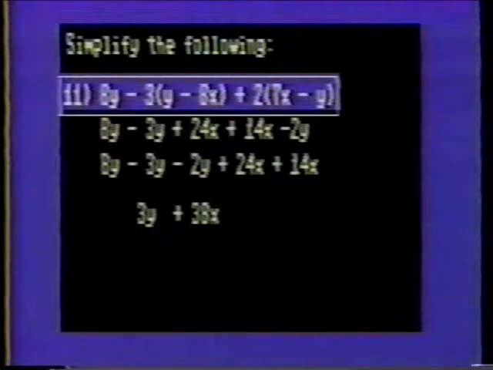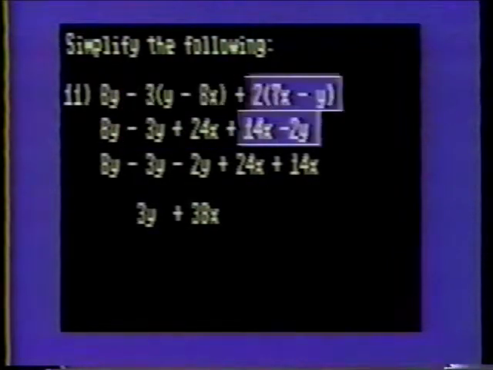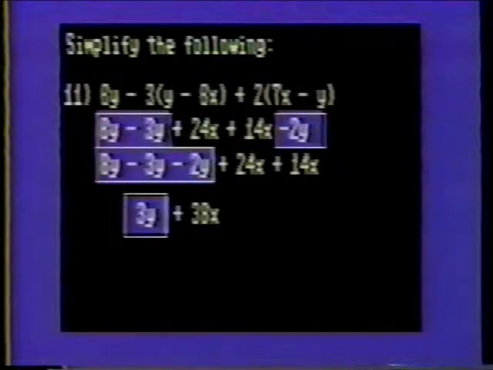Number 11. 8y minus 3 times y minus 8x plus 2 times 7x minus y. There are no like terms in this first set of parentheses. Thus, multiply y minus 8x by negative 3, which is negative 3y plus 24x. Multiplying 7x minus y by 2 yields 14x minus 2y.